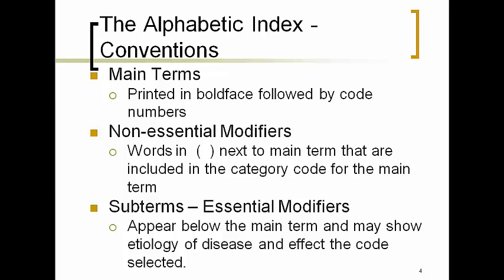The alphabetical index is laid out with main terms first, which are printed in boldface, followed by code numbers. Then sometimes there are words included in parentheses next to the main term, which means that these are non-essential modifiers and the words in the parentheses are included in that category code. Beneath the main term are subterms or essential modifiers. They provide additional information such as the etiology of the disease or other conditions that may impact the code selection.